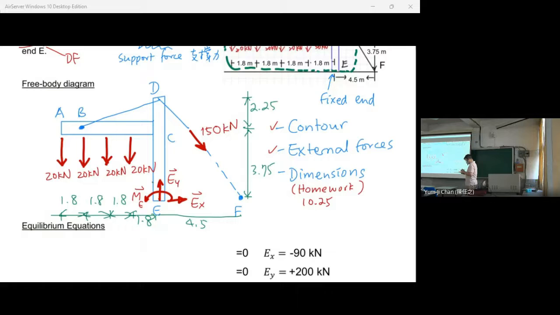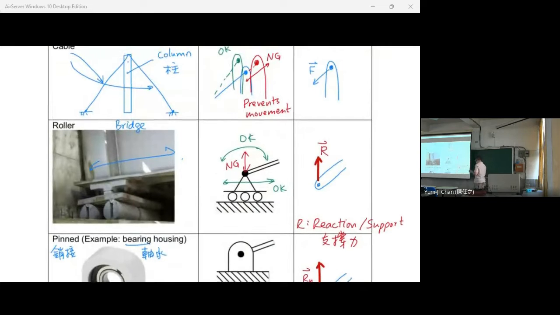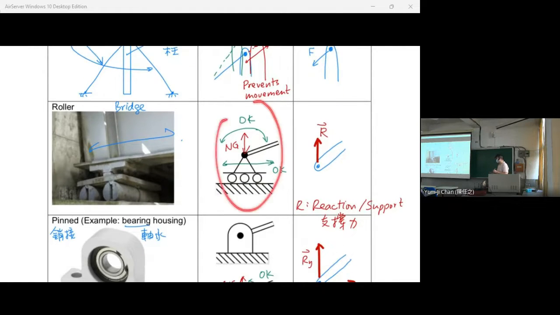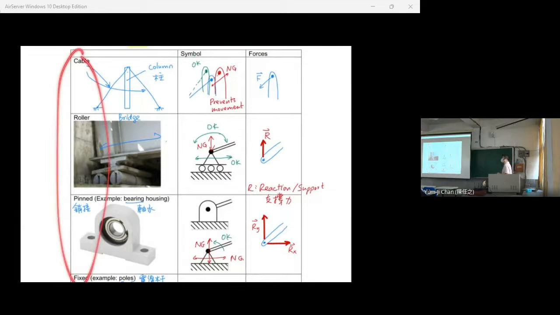On Tuesday we talked about support. Of course, from high school physics you have learned that for support on the ground we have reaction forces. But now we are in the university, we are in college, so we have different kinds of support that will lead to different numbers of reaction forces. For example, we have four types of supports. Usually, we have these four types.